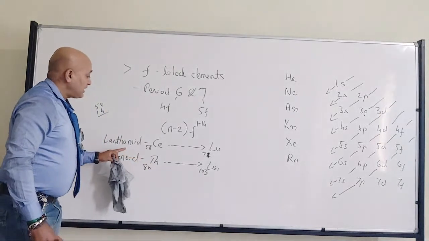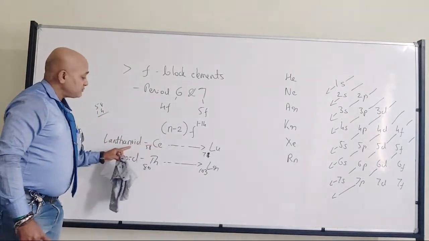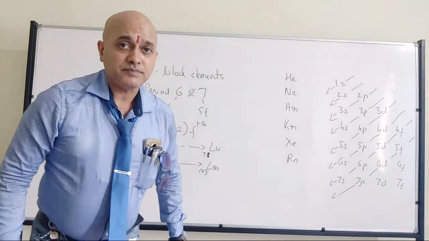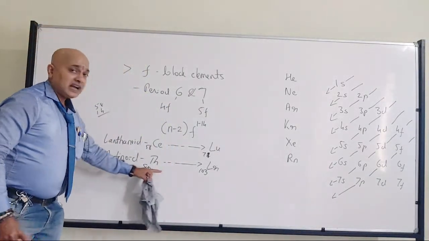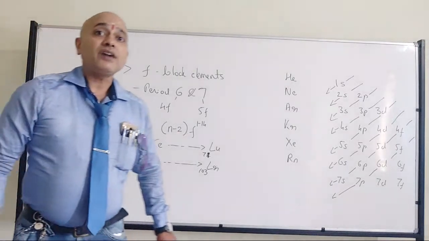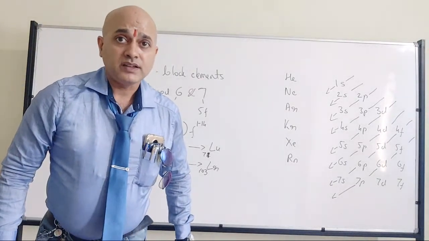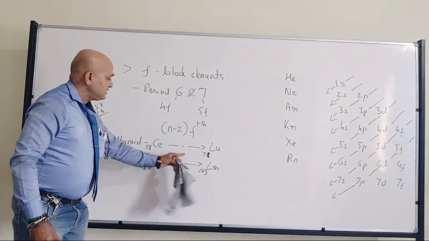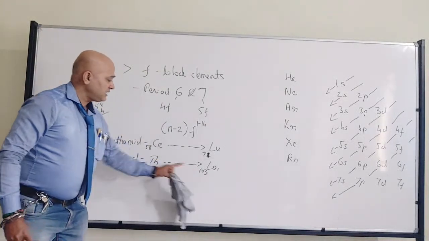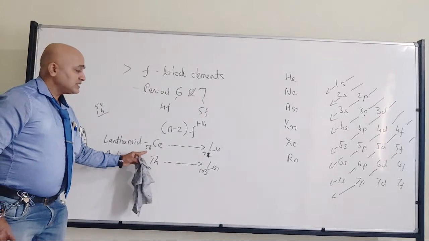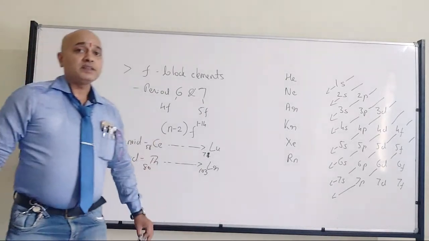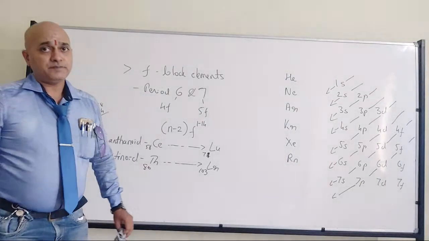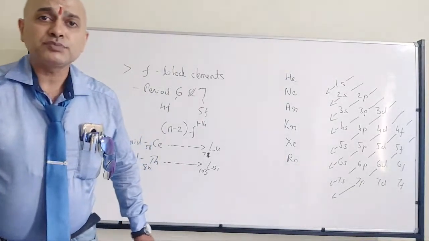So why are they called the lanthanoid series? Because these elements come after lanthanum. Why are they called the actinoid series? Because they come after actinium. All of you have understood? So that's why I have included 13. Why not 14? Because here I have not written lanthanum and here I have not written actinium, as it is in your textbook.